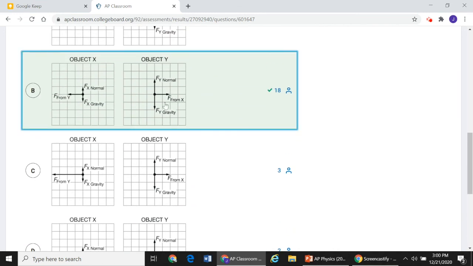The answer here is B, because first of all, y is heavier than x, and so the normal force and the gravitational force on x is smaller than the normal force and the gravitational force on y, and also it shows that the mutual forces these objects exert on each other when they collide are equal and opposite.